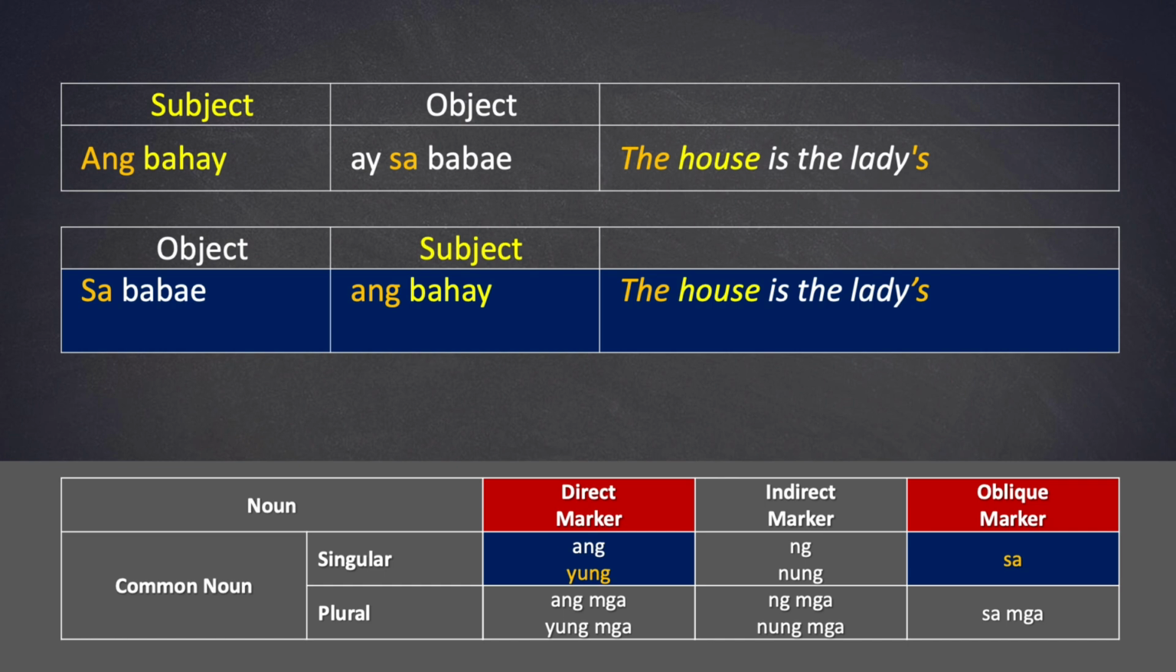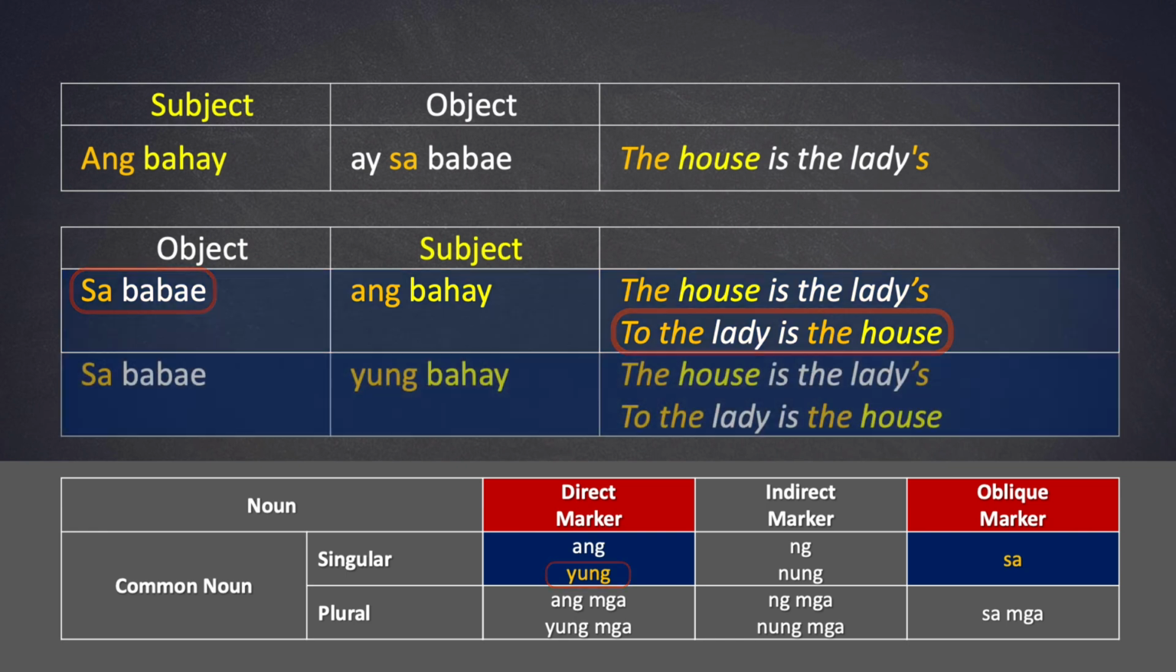It would literally mean, to the lady is the house. The focus is on the object, sa babae, to the lady. Got it? Of course, you can use yung to replace ang. Sa babae, yung bahay. The house is the lady's. As we learned in the last videos, yung can replace ang. It sounds more personal, informal, and more conversational.